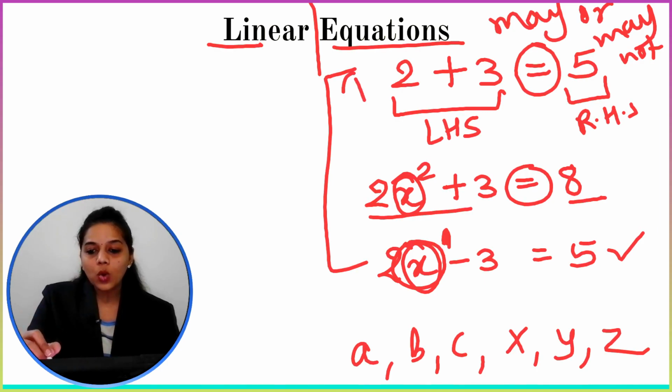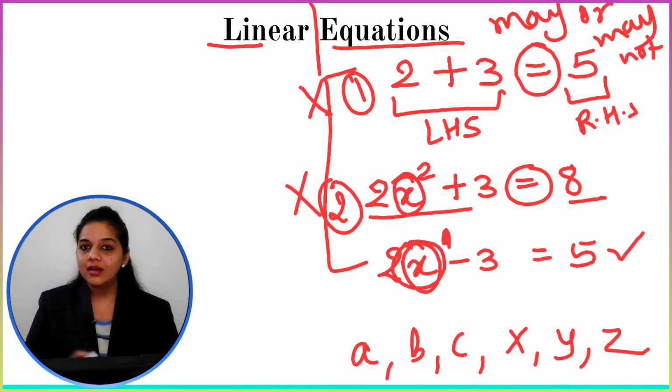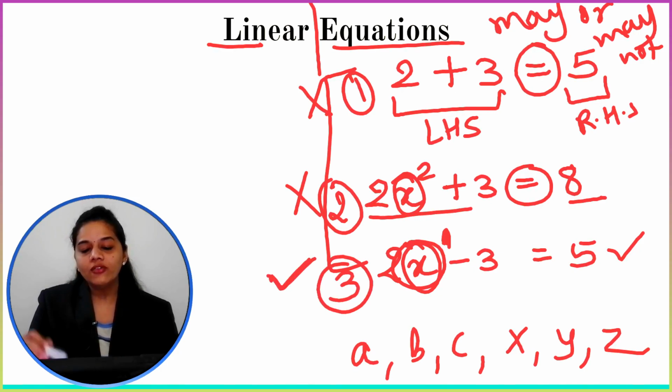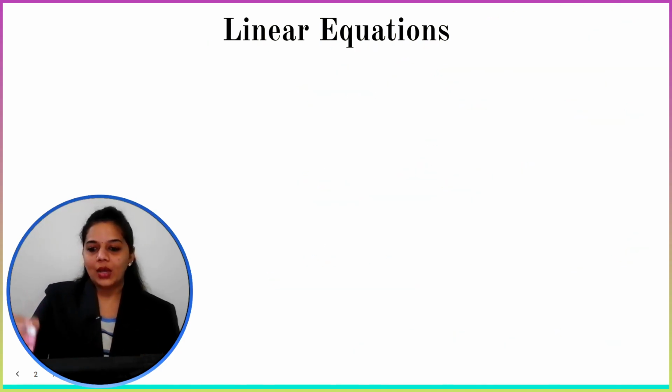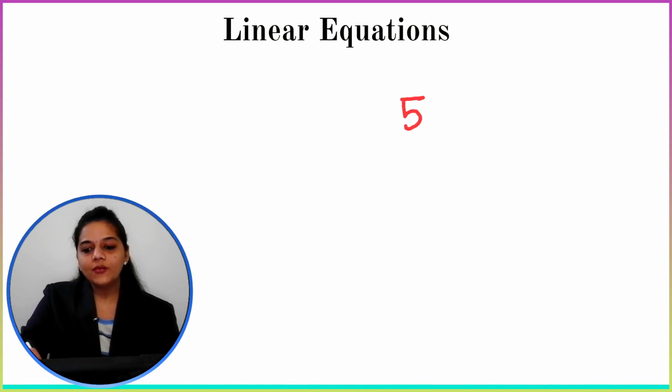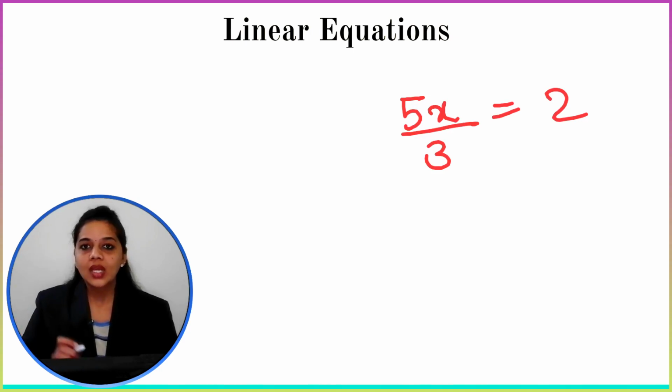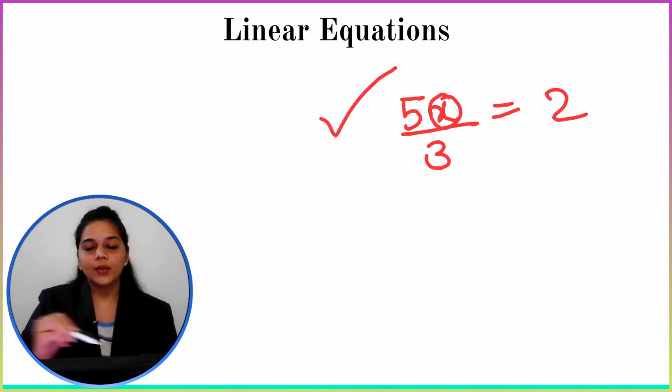In example 1 and example 2, these both are not linear equations, but they are only equations. And example number 3 is an example of a linear equation, where there is one variable with highest power 1. One more example I will give. For example, 5x upon 3 is equal to 2. This is also an example of a linear equation where there is a variable and the highest power is 1.